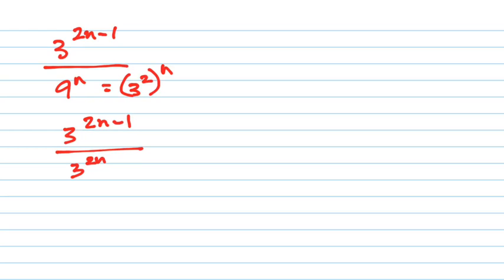Okay? Because 3 squared, you have the n power out there. We already had the n power. So now I have the same base. So that's 3 to the 2n minus 1 minus 2n. Right? You just use the division algorithm. And 2n minus 2n makes nothing, so that gives you 3 to the minus 1.